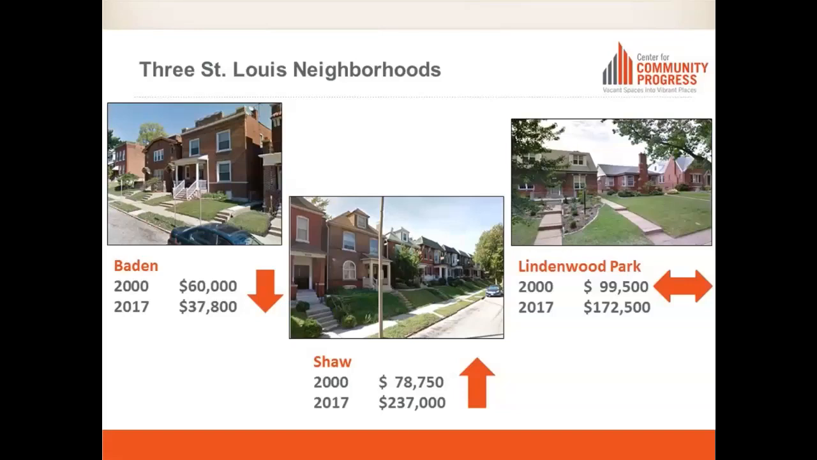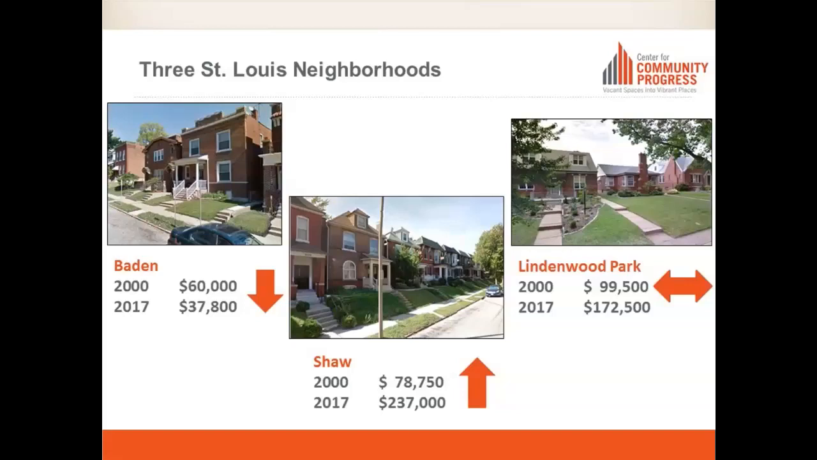Now, since then, however, as you can see by the numbers, Baden has essentially declined significantly. And houses in Baden are worth only a fraction of what they were worth 17 years earlier. In fact, if you adjust for inflation, $37,800 in 2017 is barely two-thirds of that, about $20,000-$25,000 today.